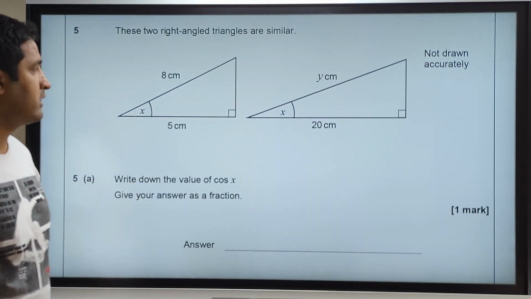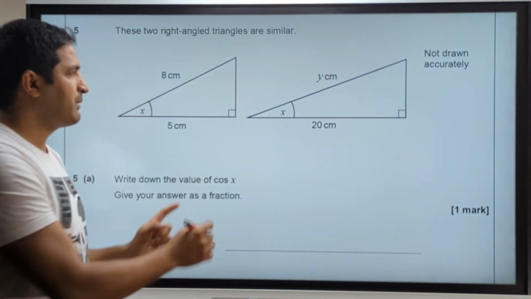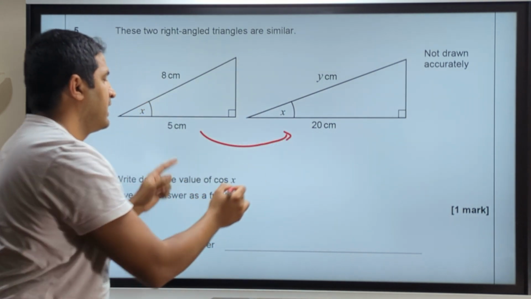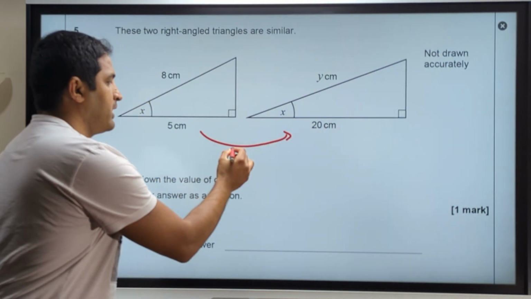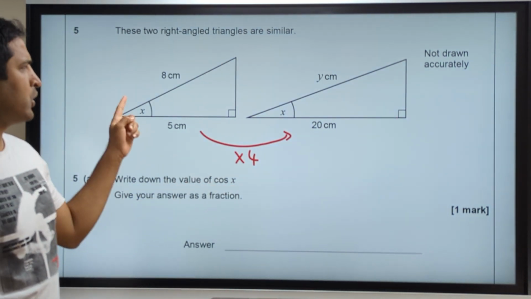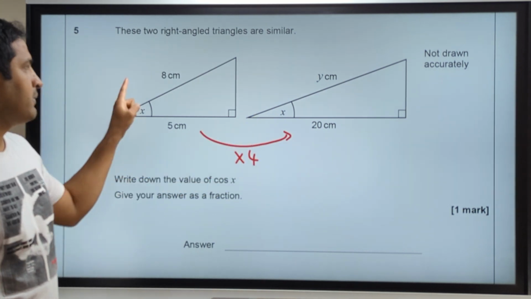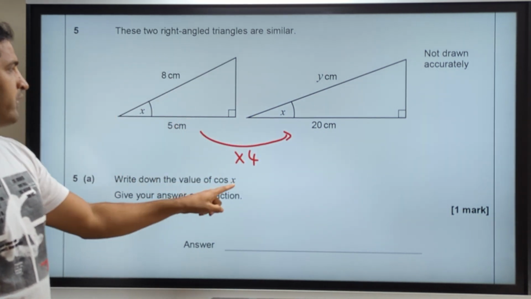That's right angle triangles, and they are similar, not drawn accurately, but you can say how many times bigger this shape is. If you're going from 5 to 20, you're making it 4 times bigger. Write down the value of cos x. So first we don't need to look at that part. We need to work out what the cos of x is going to be.